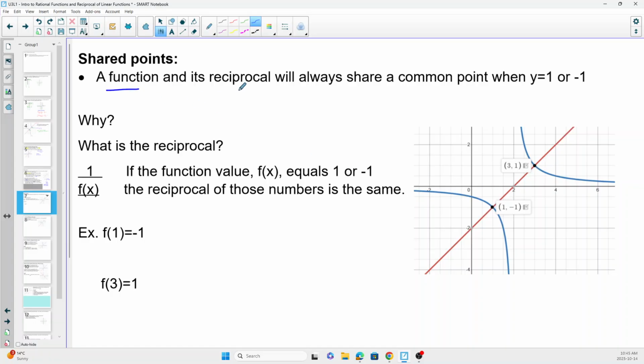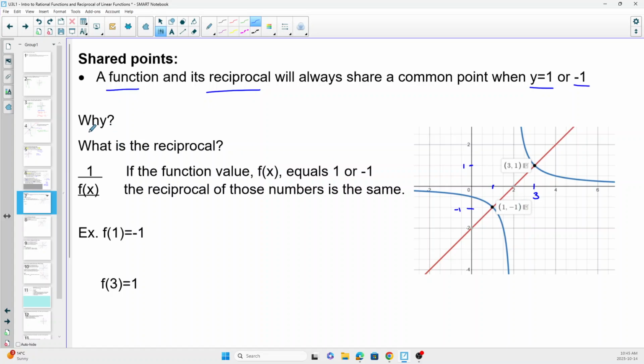So a function and its reciprocal will always share a common point wherever y is equal to 1 or y is equal to -1. In the red function, our function value was equal to 1 when x was equal to 3, and notice that was the exact same case for the reciprocal. And in our original function, y was equal to -1 when x was equal to 1, and that was the exact same for the reciprocal as well.